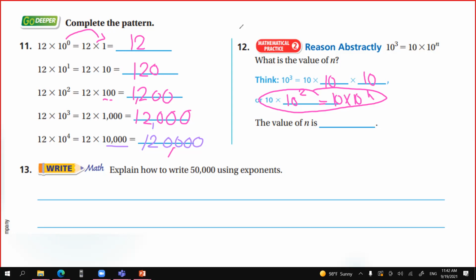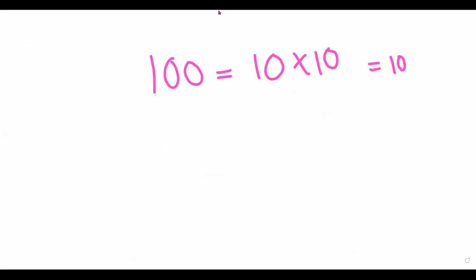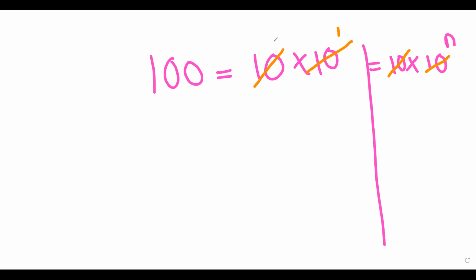Look at me here, just a minute. I say that 100 is 10 times 10. If I tell you it's 10 times 10 to the power n, what is the value of n here? 10 with 10, 10 with 10. So here we have number 1. So n is 1. Got it?